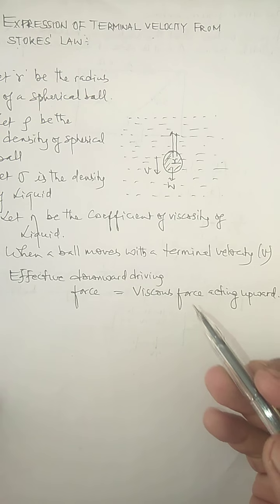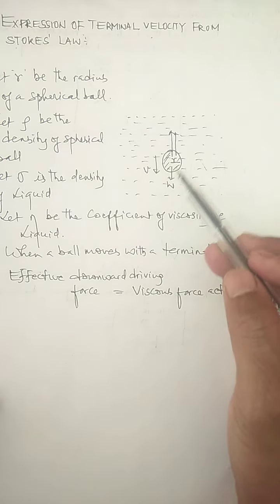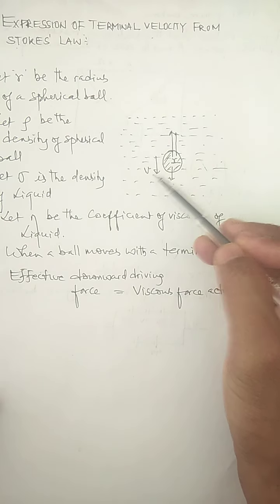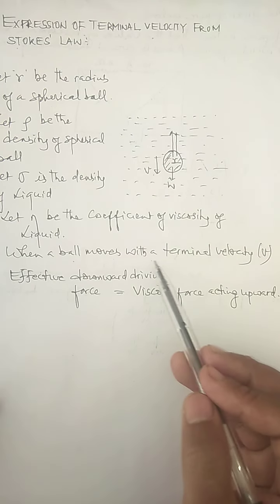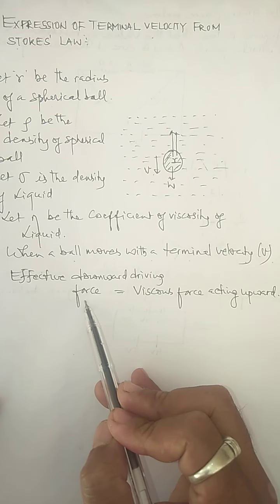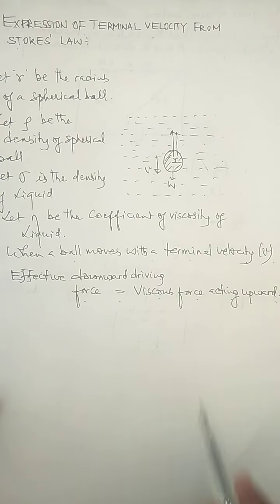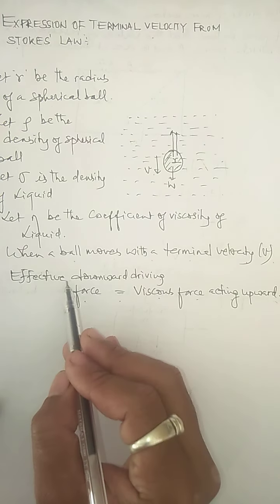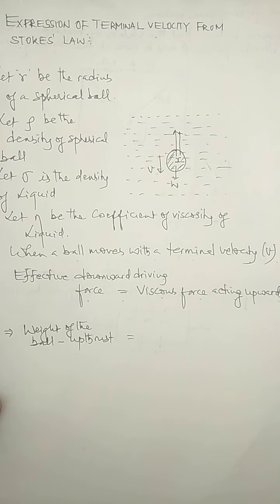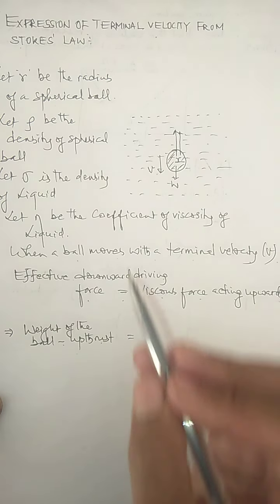So children, there will be a stage which will reach, and this diagram is on that stage where the net force acting on the ball will be 0, and the ball is moving with constant or terminal velocity. So when a ball moves with a terminal velocity, say v, the effective downward driving force is exactly equal to the viscous force acting upward. These two forces balance each other. Now what is the effective downward driving force? The effective downward driving force is equal to the weight of the ball minus the upthrust exerted by the liquid on that ball.